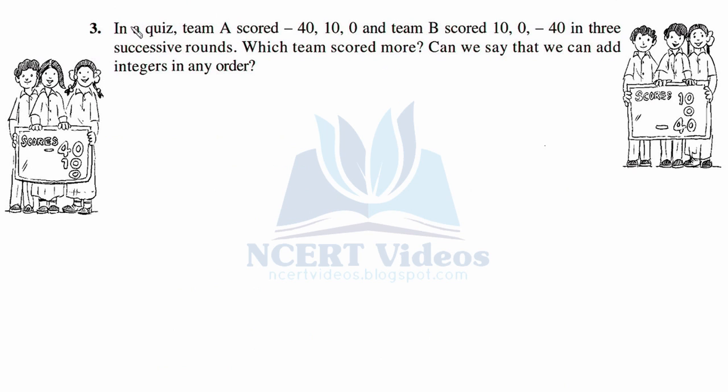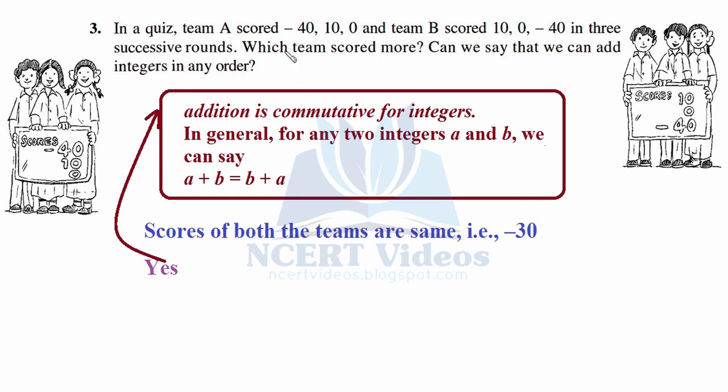Third, in a quiz, team A scored -40, 10, 0 and team B scored 10, 0 and -40 in 3 successive rounds. Which team scored more? Can we say that we can add integers in any order? Well, let's do it. So first of all, which team scored more? Let's add them up. So -40 plus 10.